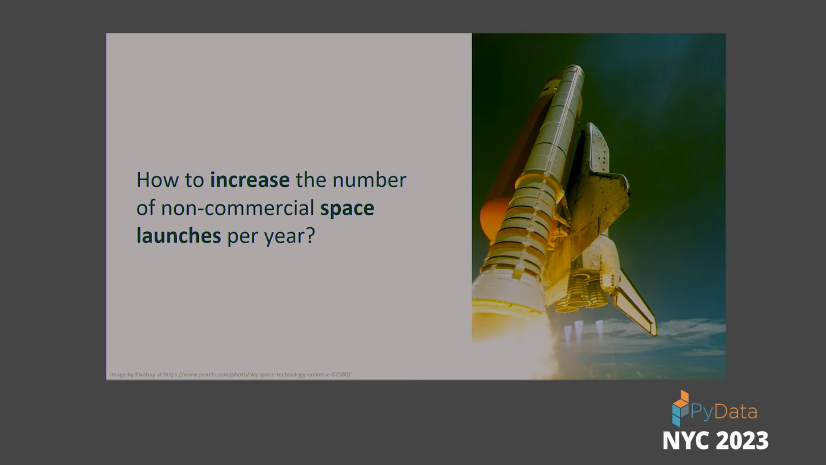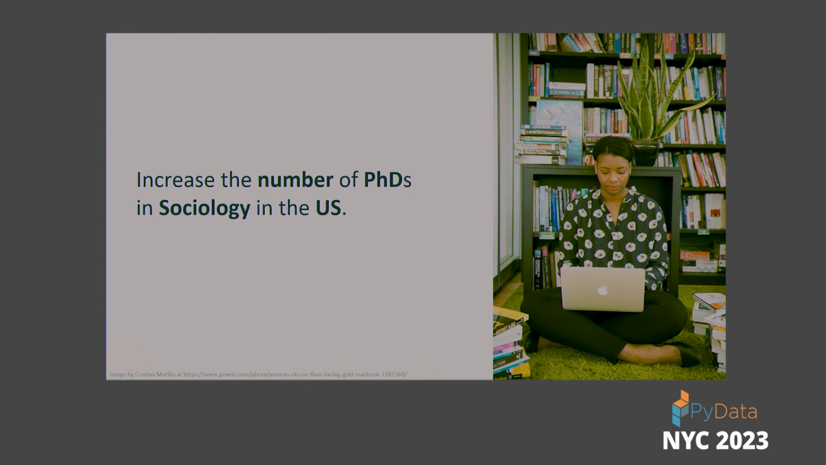So one data-driven answer to this question that you see on the screen is to increase the number of PhDs in sociology in the US. Is that a good answer? Nope. Let's get another Elon Musk.